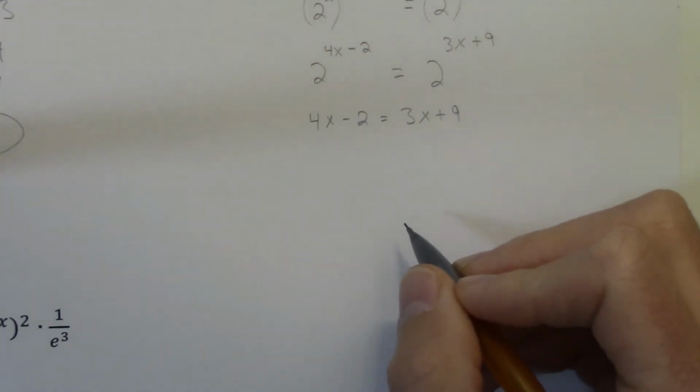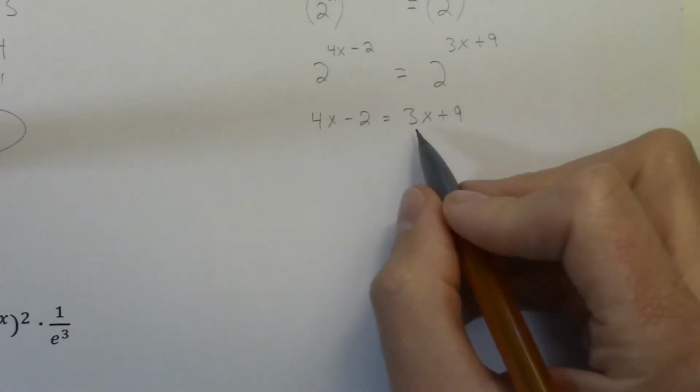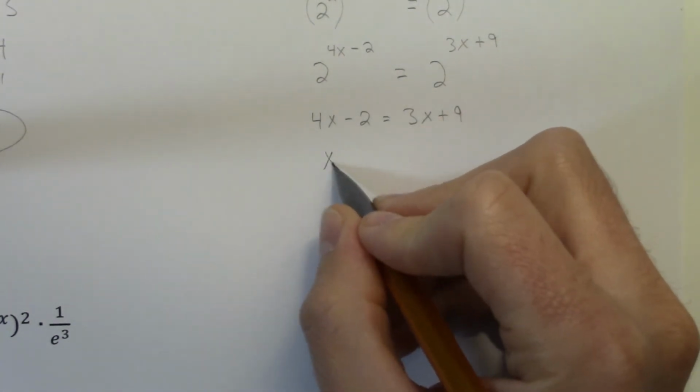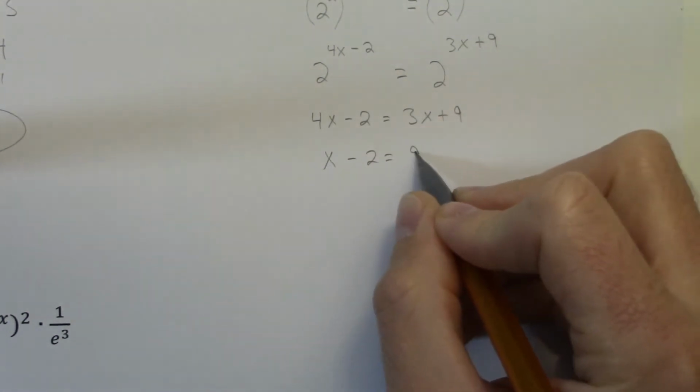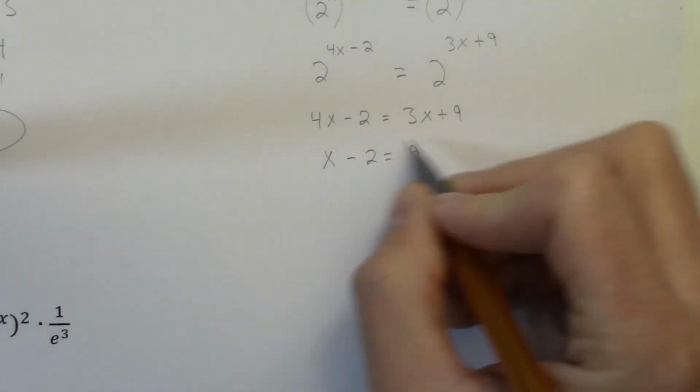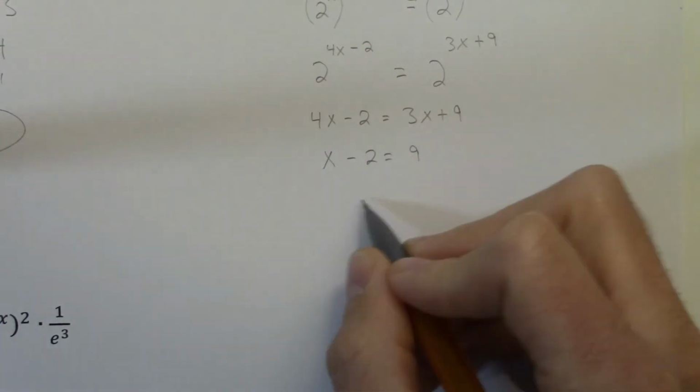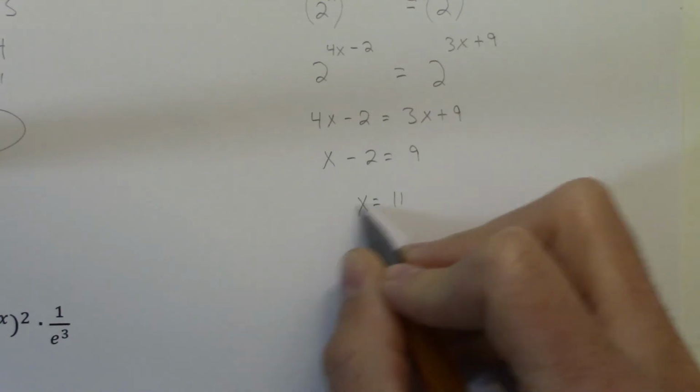Alright. So now I can solve for x. I'm going to move these 3x's over. It's going to give me x minus 2 equals 9. So if I subtracted 3x from both sides, that would go away. Add 2 and you get 11.